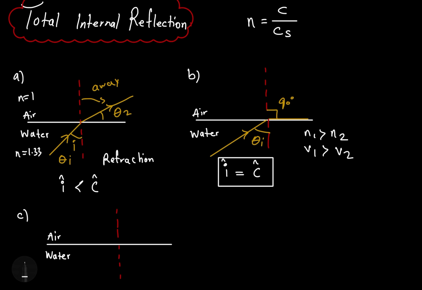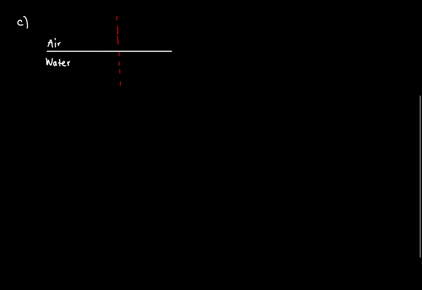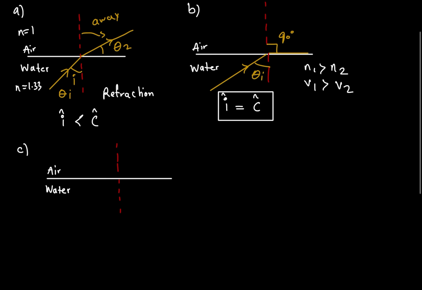Now, in the third and final picture, this is where the fun begins, and this is the part where the ray of light does something amazing. If the ray of light matches that critical angle and then increases the angle of incidence by a tiny bit more, it's no longer going to be refracted at 90 degrees or refracted at all. In fact, it's going to get reflected. This phenomenon is known as total internal reflection.